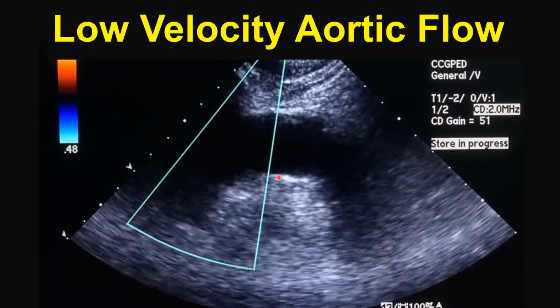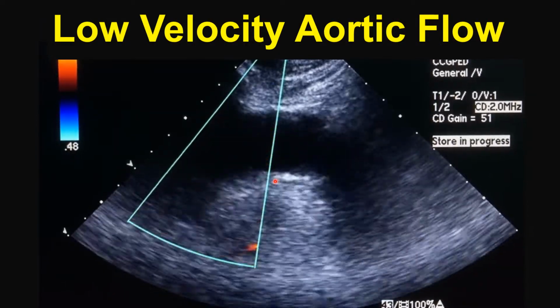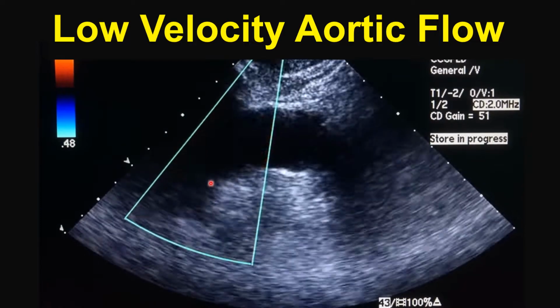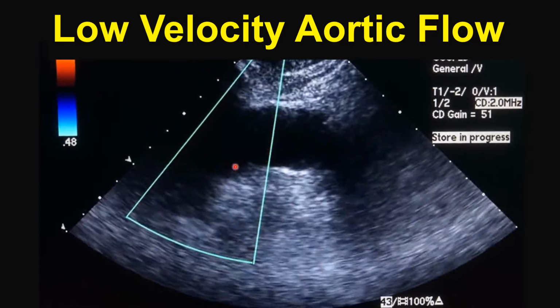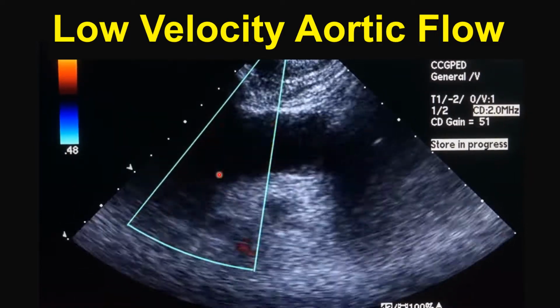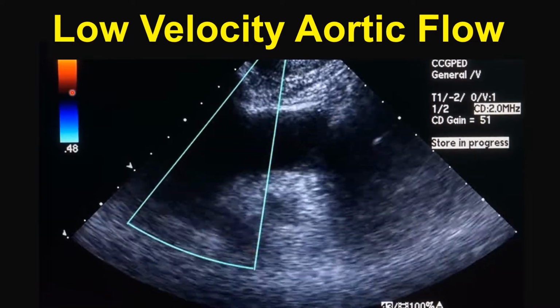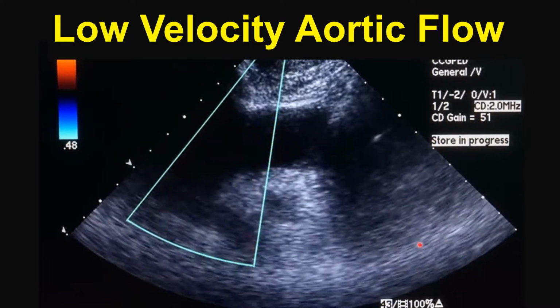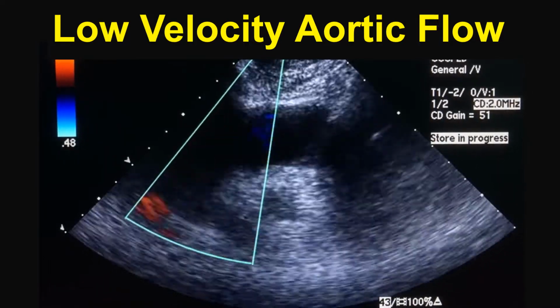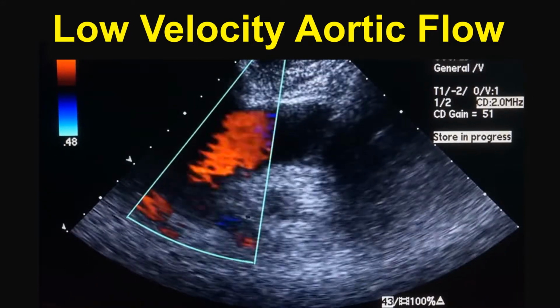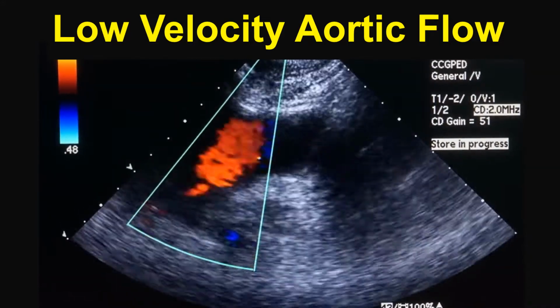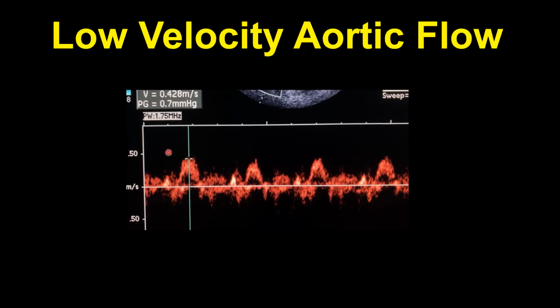So we're looking at the ascending aorta and looking at the color flow here. We can see that it's a little bit on the dark side, and the reason is this is a very low cardiac output state, very low stroke volume. The peak velocity is only 0.428 meters per second. It's about half what I would expect in a normal.